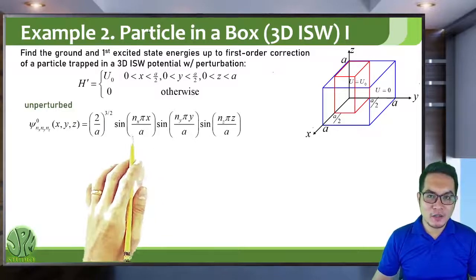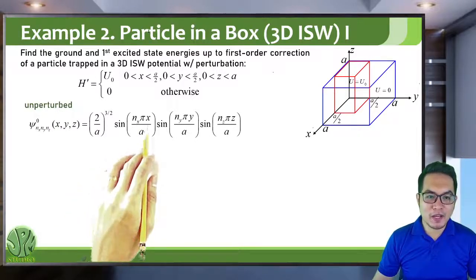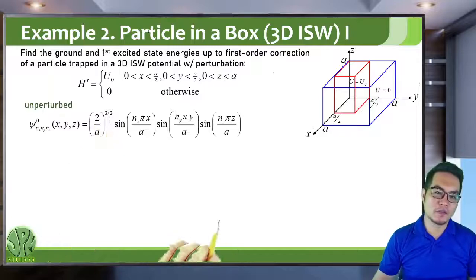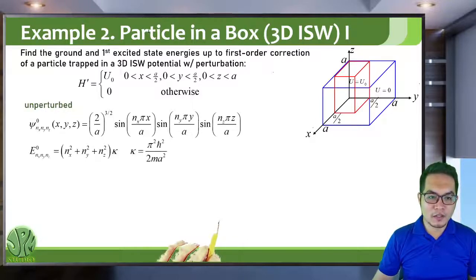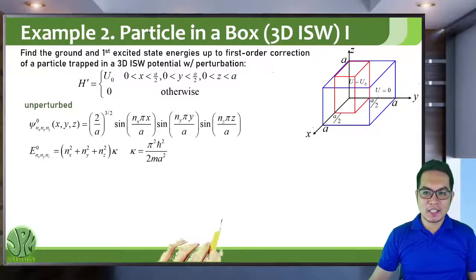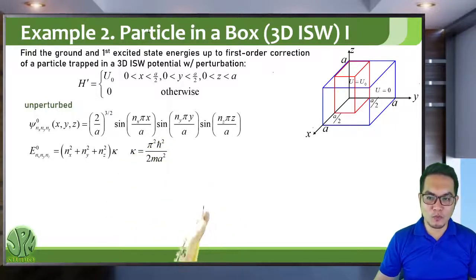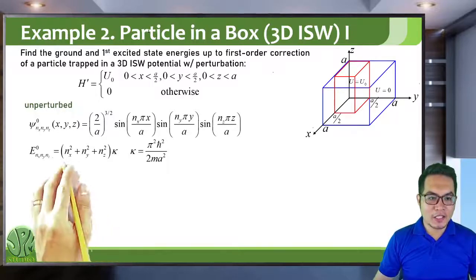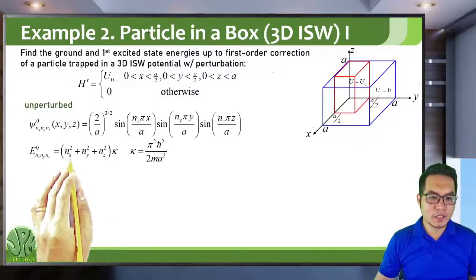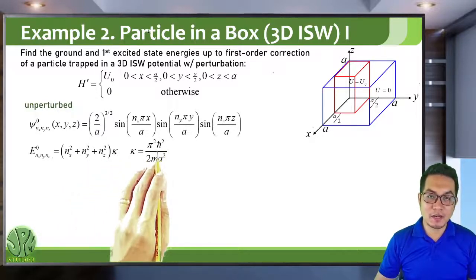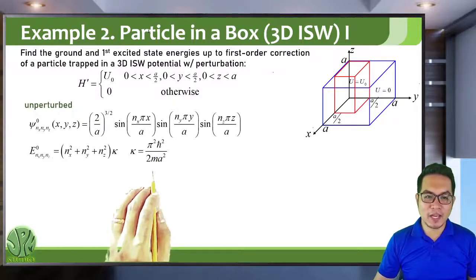So basically, you have square root of 2 over a sine n_x pi x over a, sine n_y pi y over a, and sine n_z pi z over a. So you have 2 over a to the 3/2. Here n_x, n_y, and n_z start from 1, integer values 1, 2, 3, 4, 5, 6, 7. The energy is n_x squared plus n_y squared plus n_z squared times kappa, where kappa is this constant, pi squared h bar squared over 2ma squared.